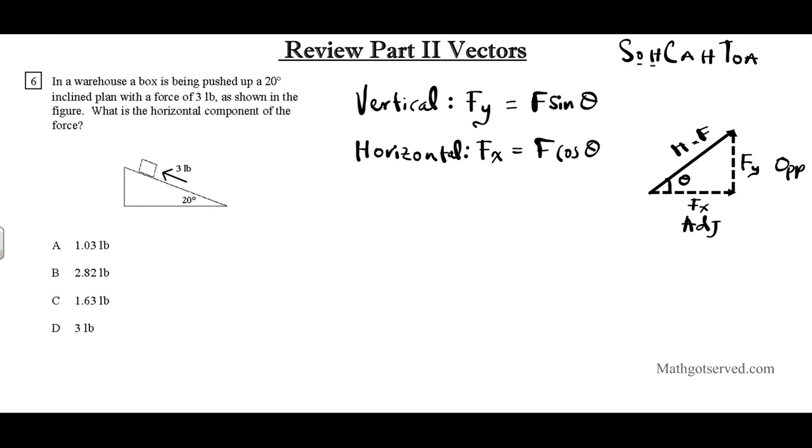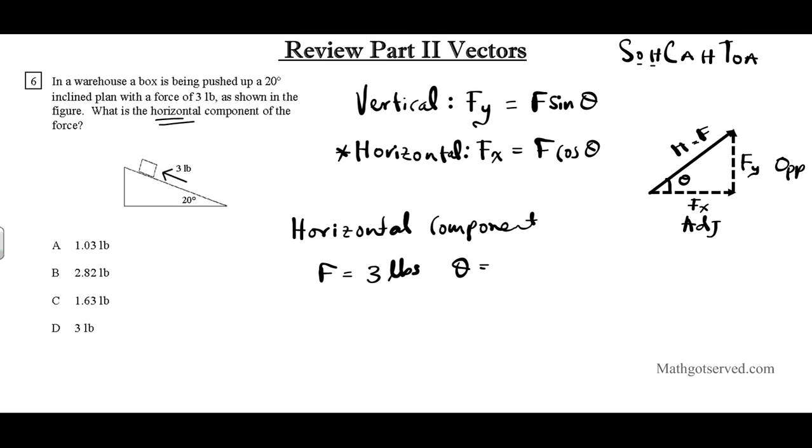Okay, so in this problem we are asked to find just the horizontal component. So all we're looking for is this piece right here. So horizontal component, let's write it again. In this case, we can clearly see that f is equal to 3 pounds, and theta, the angle of the force from the horizontal, was 20 degrees. So the horizontal component f of x is equal to 3 cosine of 20 degrees.